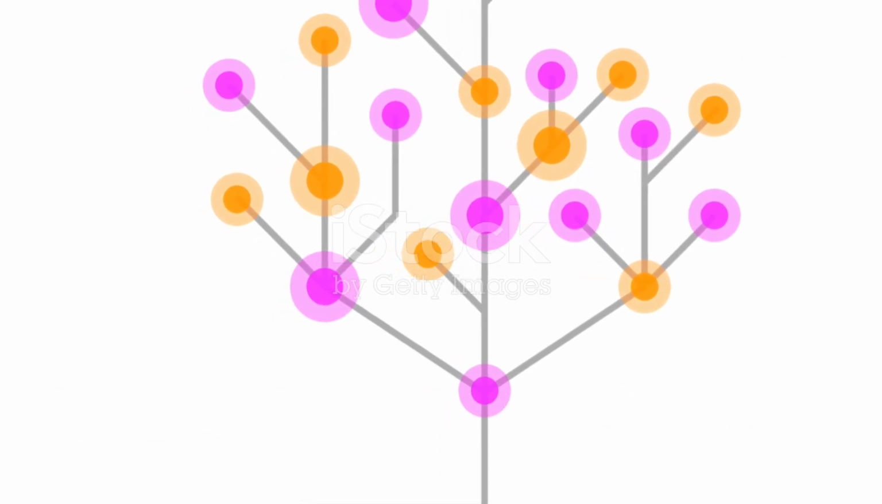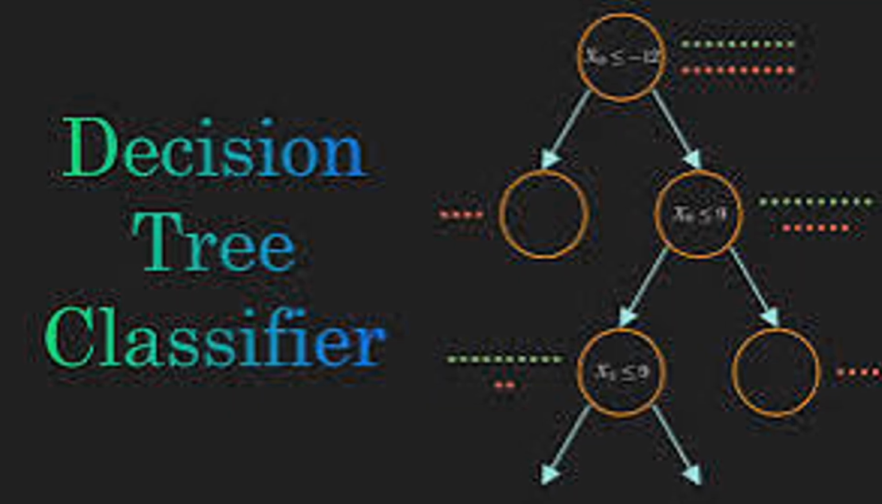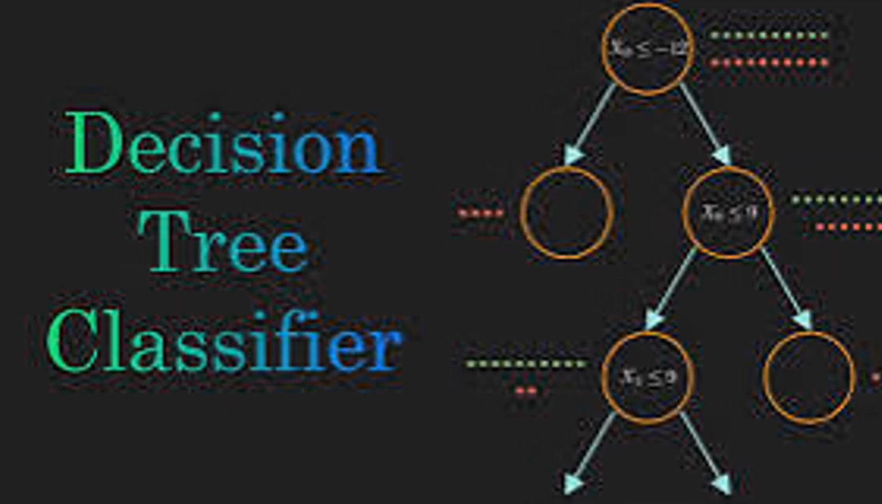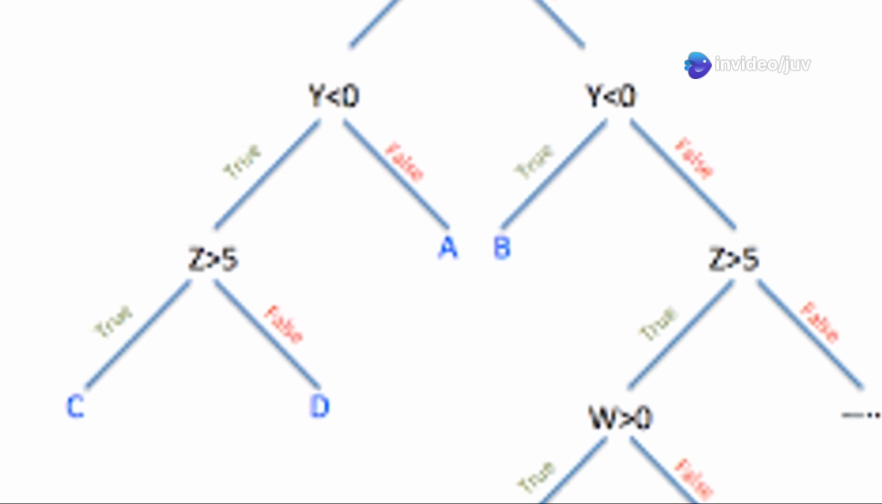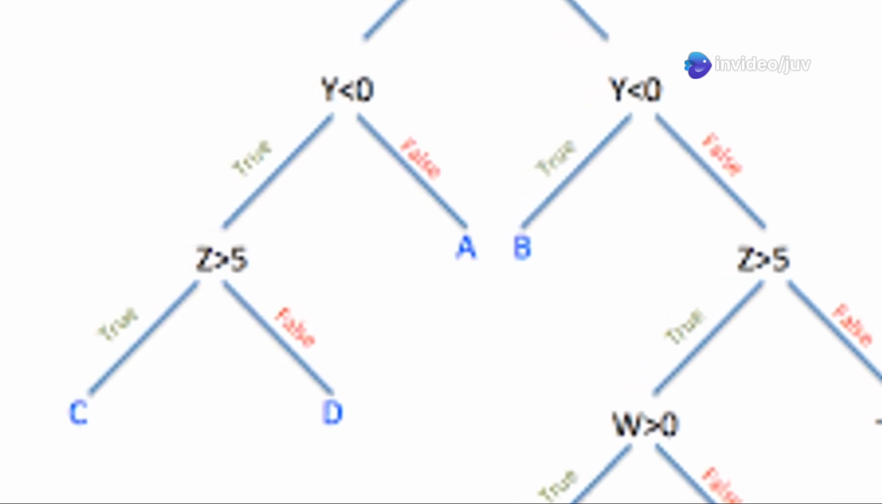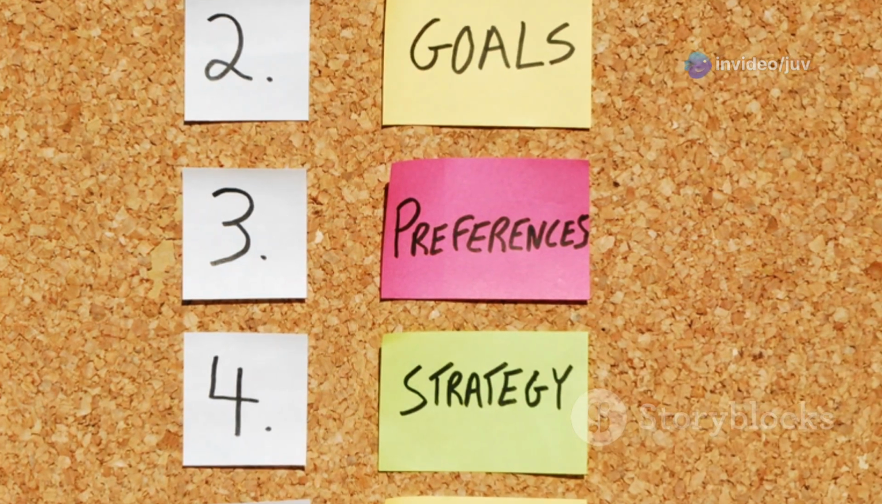Building a decision tree classifier. Let's build a decision tree classifier. Imagine a game of 20 questions, where each question helps us narrow down the possibilities and arrive at an answer. That's what a decision tree does.